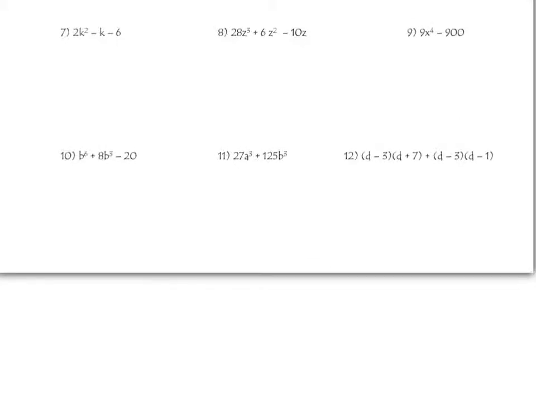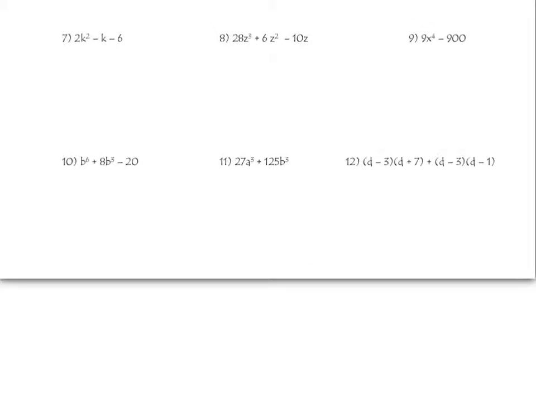Okay, number 7, that looks right. We're going to try grouping there. Number 8, we are going to look at grouping there, and number 10 would have a 1 in front of its lead coefficient. Number 11 is a perfect cube trinomial, and number 12 doesn't have any squared terms. So we're just looking at number 7 and 8.